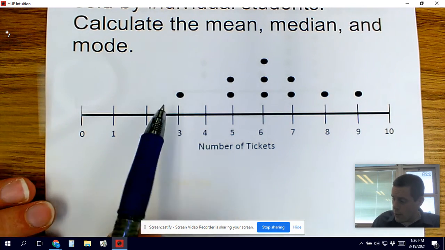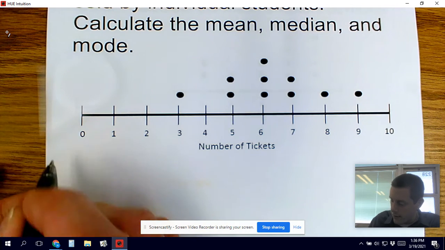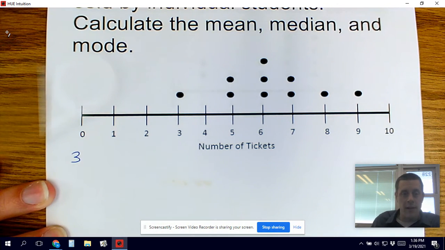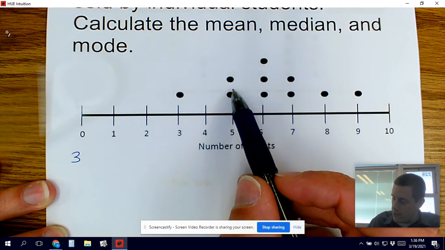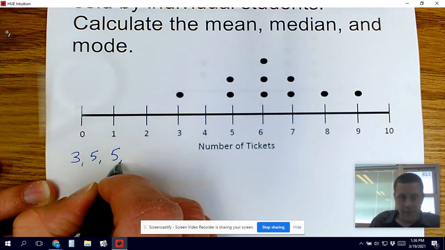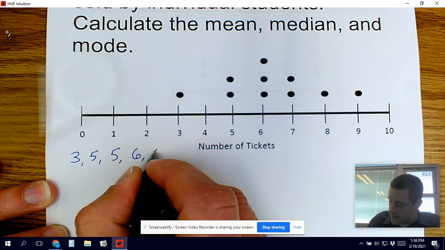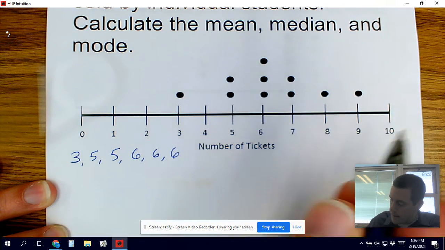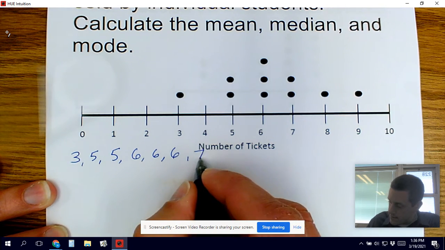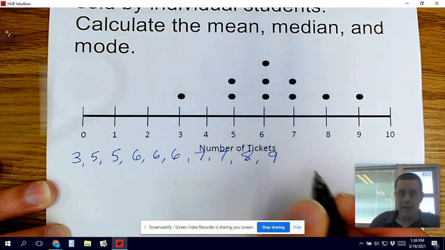So what I want to do first is actually create the data set that this line plot or dot plot represents. This first dot is above a 3, so that represents an element of a 3. And now I have 2 dots above a 5, so those represent 2 elements of 5. 3 dots above the 6 means we have 3 6s, 2 7s, 1 8, and 1 9.